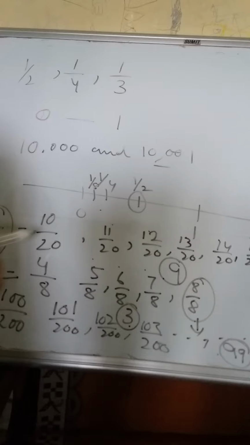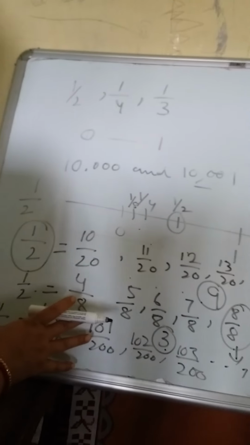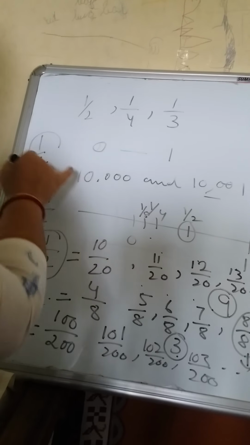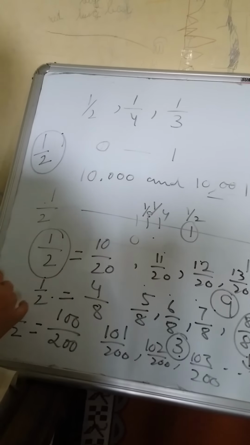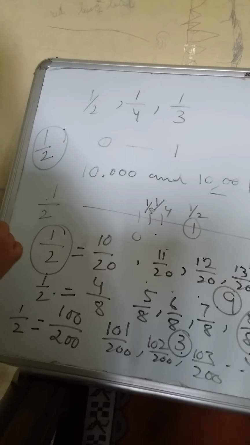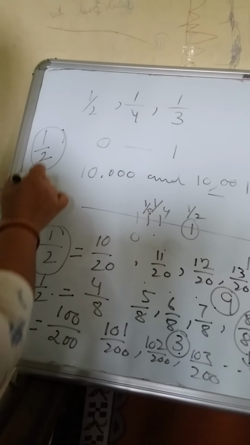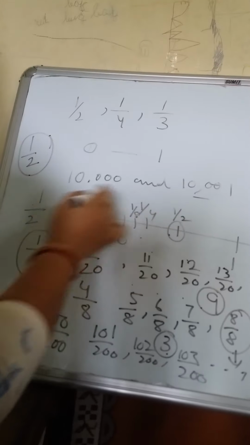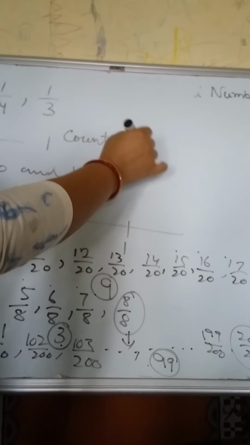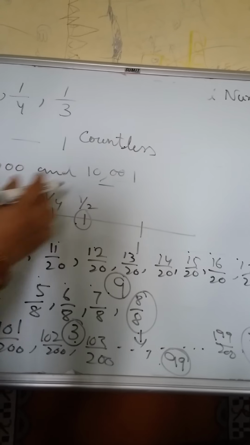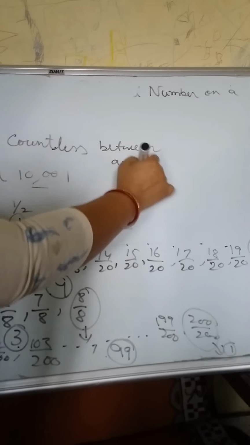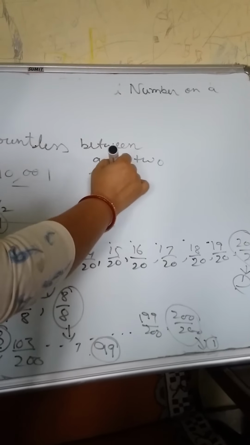Okay. But these are not the only rational numbers you will get. We can write 1 by 2 in plenty of ways. So we will get many rational numbers in between half and 1. Understood? There exist countless rational numbers between any two rational numbers.